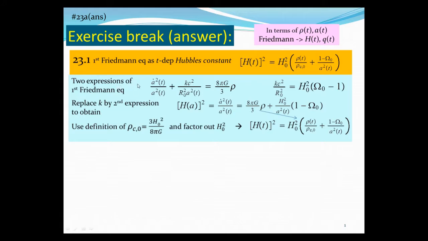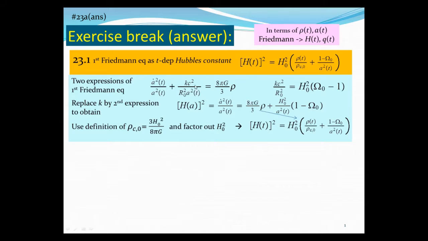Remember that we wrote down two expressions for the Friedmann equation. This first one I wrote down, then I rewrote it, so the first Friedmann equation can be written another way. These are two equivalent expressions of the first Friedmann equation. Now you substitute the curvature term, the k term here, by the second expression. Therefore, the (ȧ)² term is equal to the same term on the right hand side, 8πG over 3 times the density.